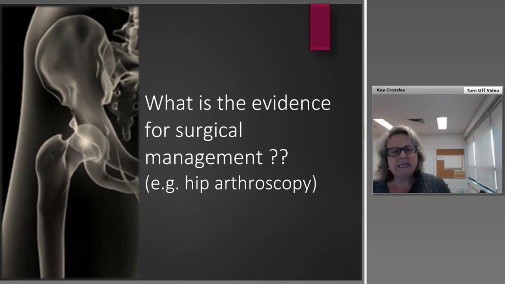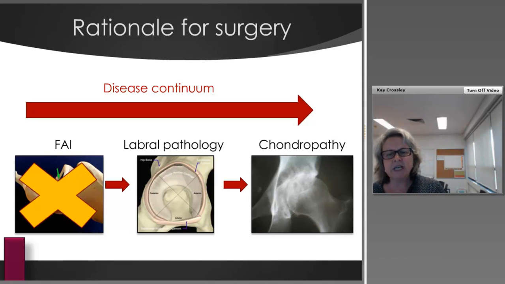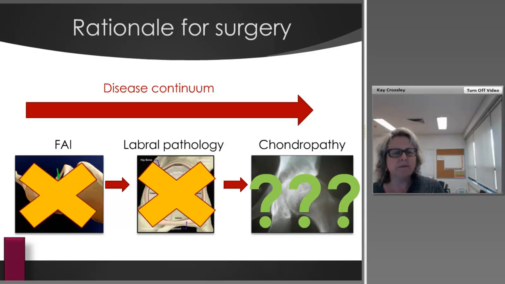So what is the evidence for surgical management, and in particular hip arthroscopy? We know in Australia there's a lot of hip arthroscopy, and the rates are increasing and have doubled over the last few years. The rationale for surgery is if there is a disease continuum between FAI, labral pathology, and then early and later arthritis, the theory is if they cut out the FAI and the labral pathology, perhaps they can slow down the progression of hip osteoarthritis.